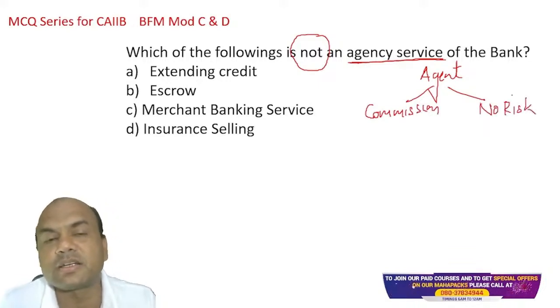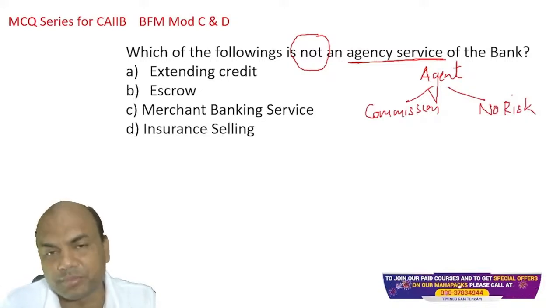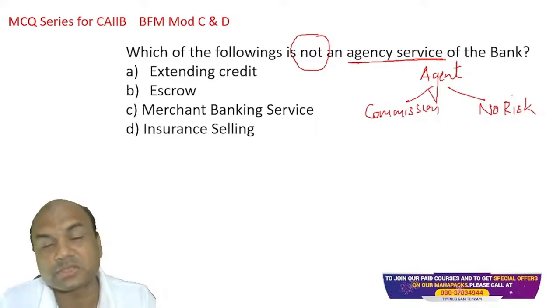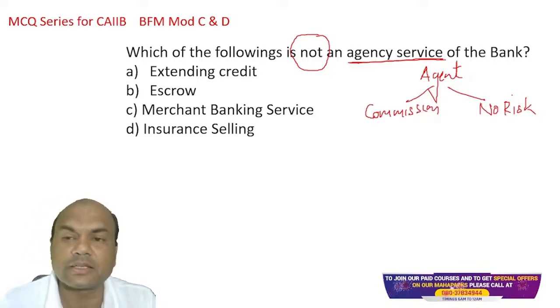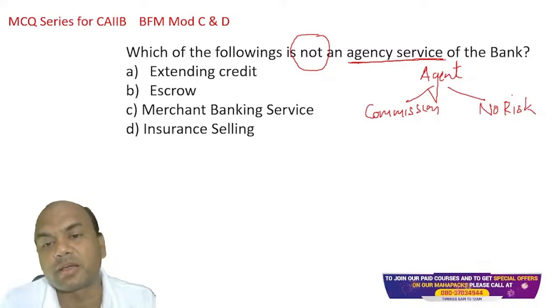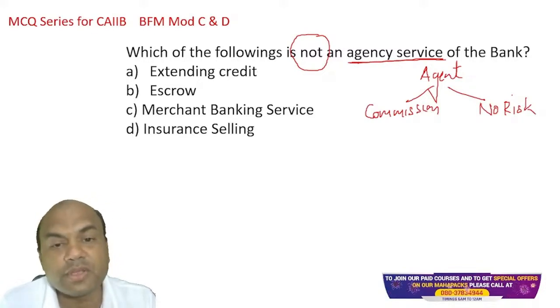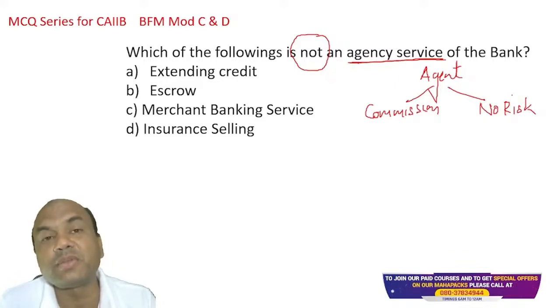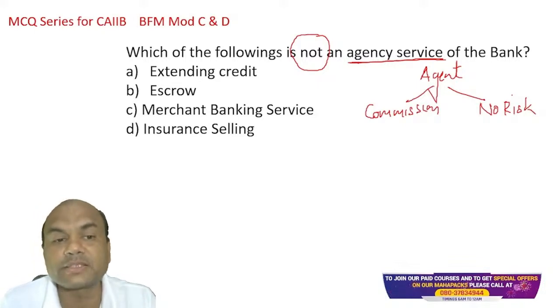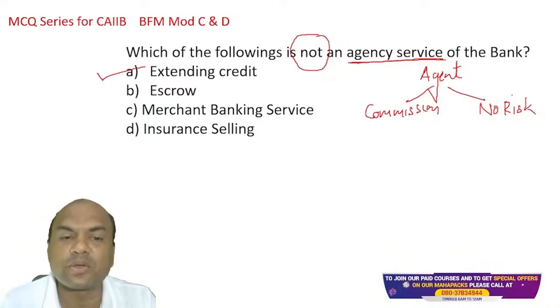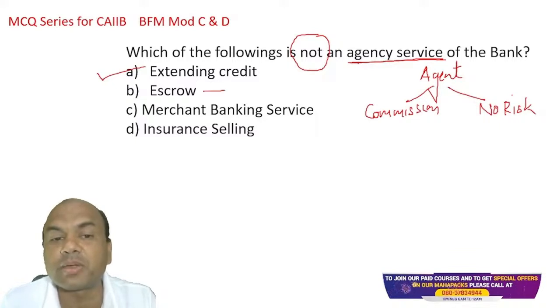Agent's role is only agent. An agent just plays as a middleman between that company and you. So if tomorrow something happens, the agent will directly point out to that company: go there and solve the issues. So no risk. So when your bank acts as an agent, it also gets 2 points over here: commission and no risk. So which of them is the agency service, or which is the core banking service? Core banking service is this, extending credit. It is not the agency service. Escrow is an agency service. Escrow means what? It's a temporary account.